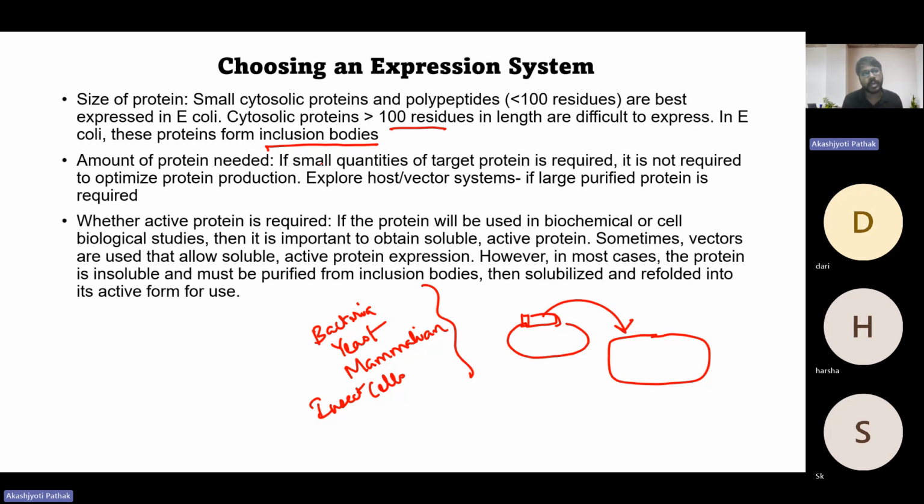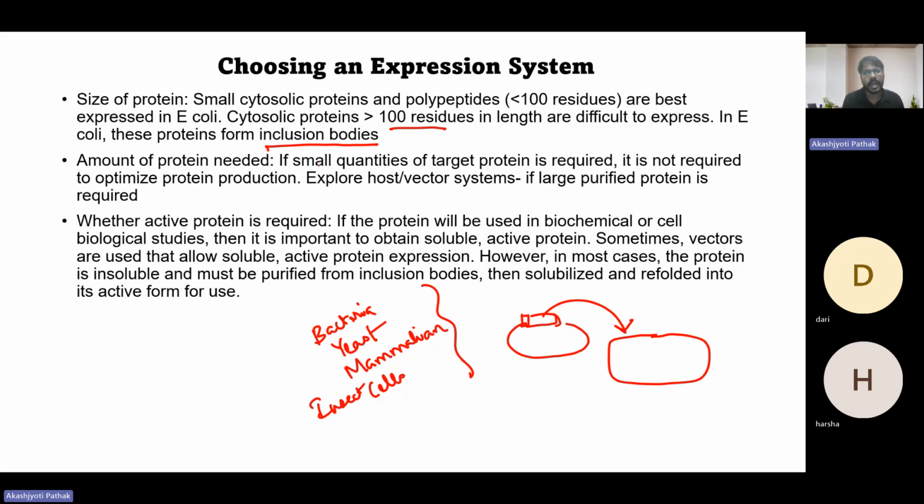If it is a small protein of less than 100 residues, then you can express that protein in bacteria. But if it has more than 100 residues, then such a protein gets packed in these inclusion bodies, and it is misfolded. So you cannot use bacteria.